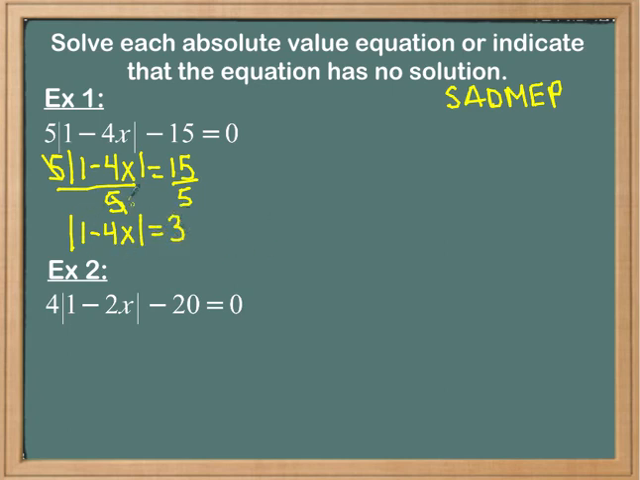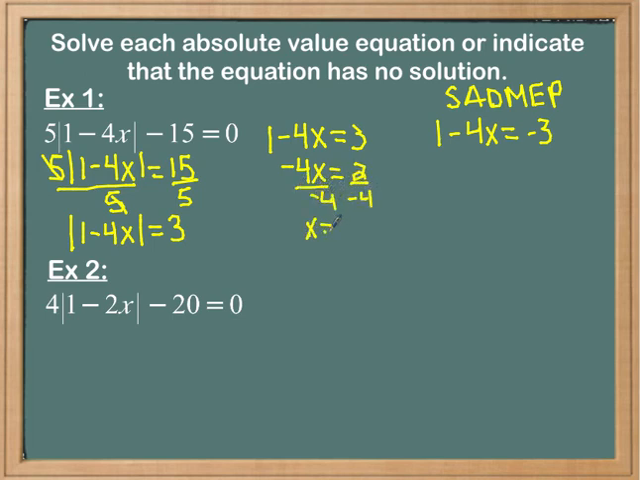Now the absolute value bars are by themselves, so what we do is we drop the bars, and we're going to set it equal to positive 3 in one equation and negative 3 in another. So 1 minus 4x equals 3, and 1 minus 4x equals negative 3. And you solve, so you subtract your 1, divide by negative 4, and we get x is negative 1/2 here. Over here we subtract our 1 to get negative 4, divide by negative 4, and we get x is positive 1. They are both good solutions. You could check those out if you would like on your own.